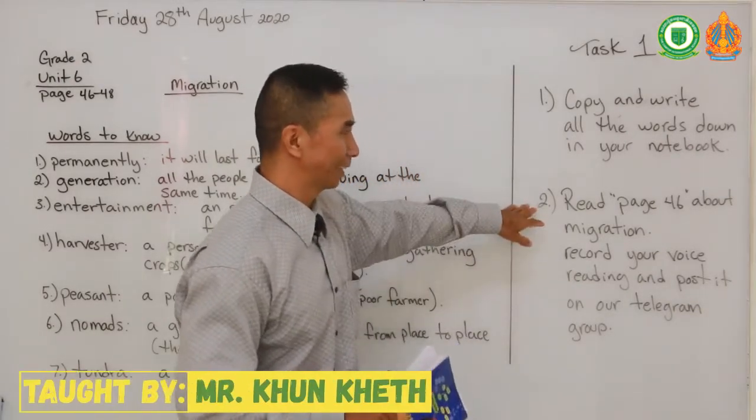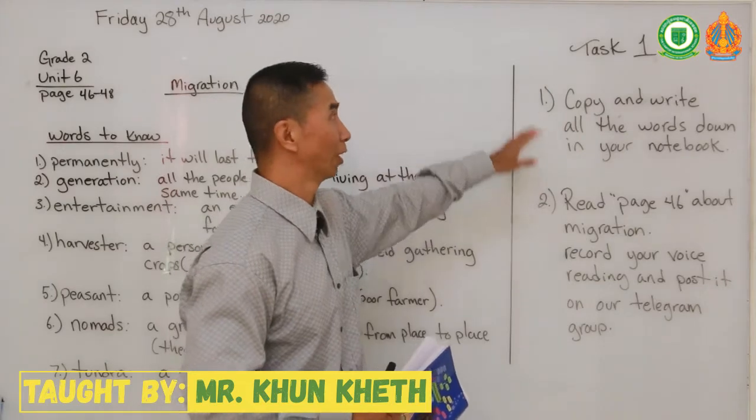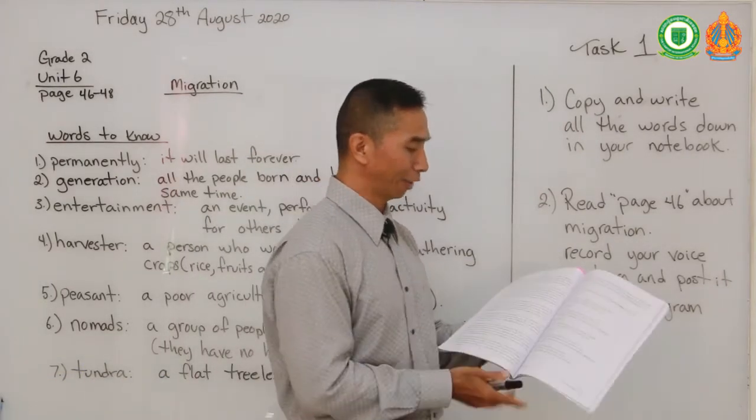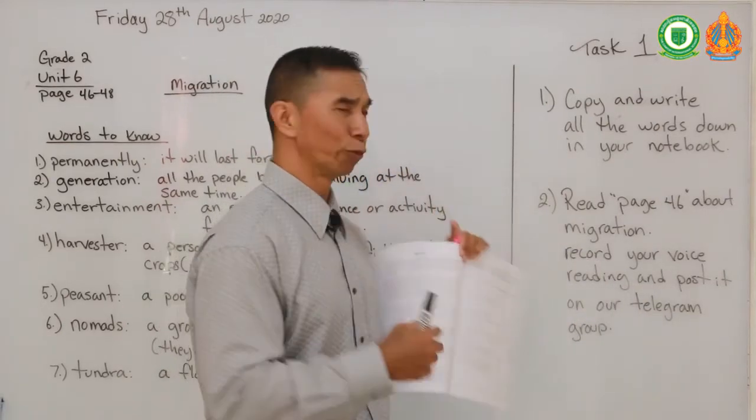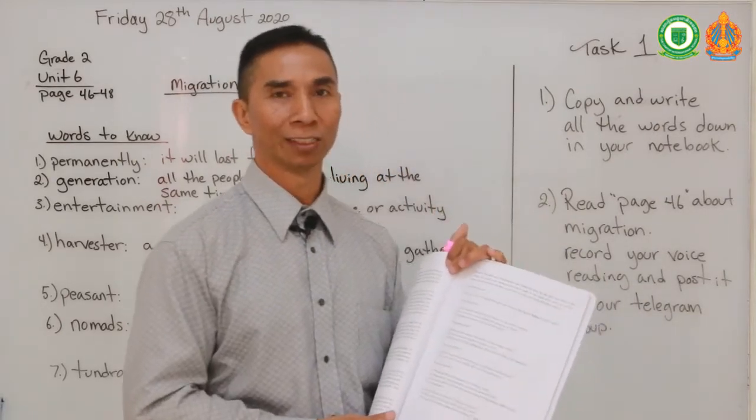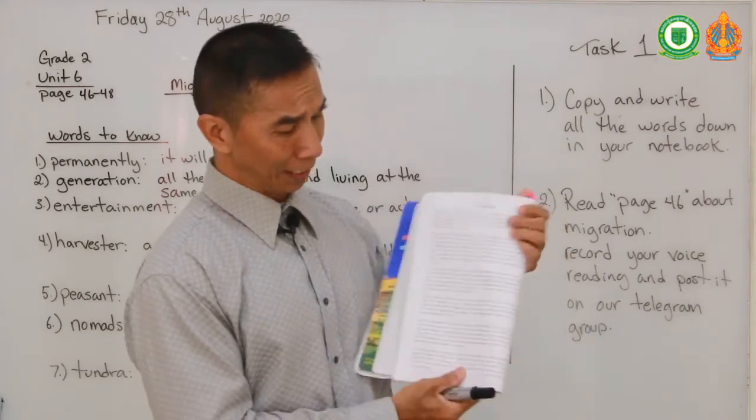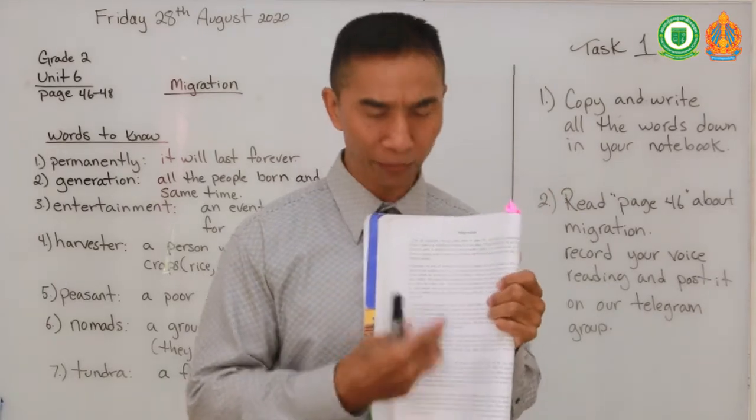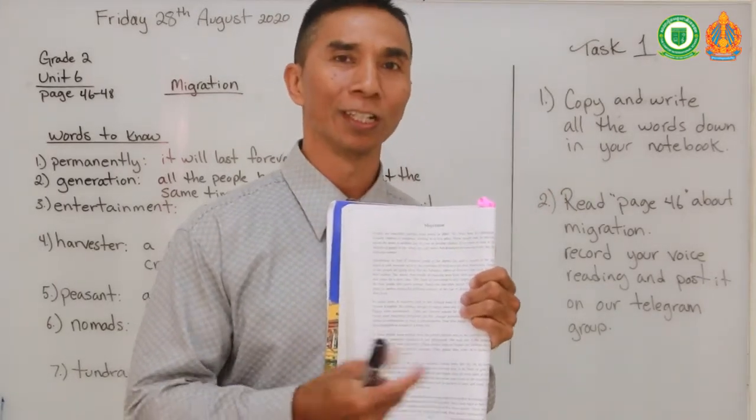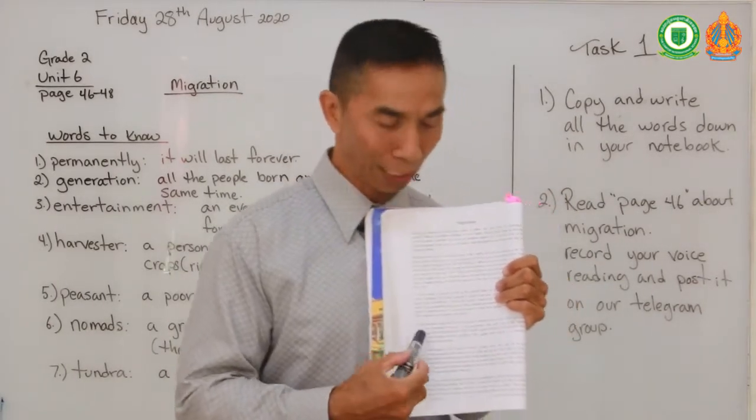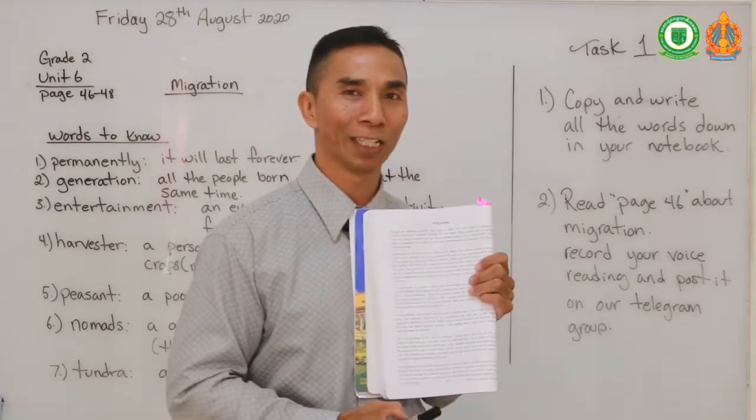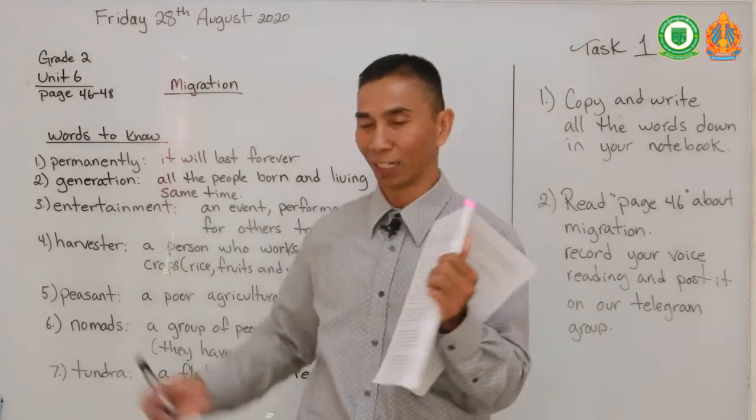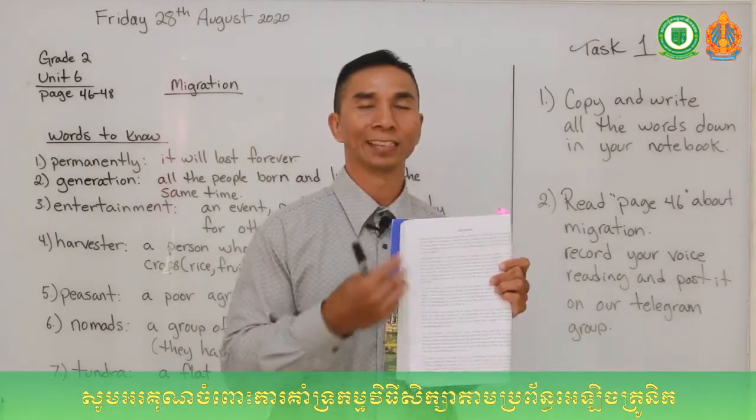And for your second task, I want you to read page 46 about migrations. It's a lot of reading. Record your voice and post it on our Telegram page, okay? There is a whole page of reading, so take your time, read it, and if you have difficulty understanding some of these words, you can ask me and I will help you pronounce them and give you the meanings. Okay, so I will give you 40 minutes to write all these down and record your voice and send it to me.